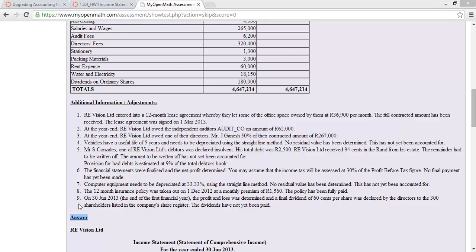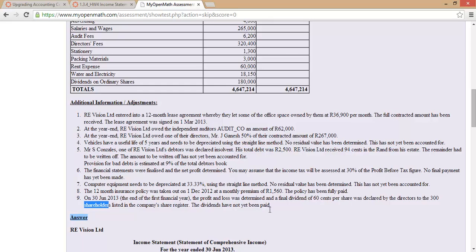Our final transaction, or our final adjustment rather, is number 9. On the 30th of June 2013, that's the last day of the financial year, the profit and loss was determined and a final dividend of 60 cents per share was declared by the directors to the 300 shareholders. Okay, listed in the company share register. The dividends have not yet been paid.